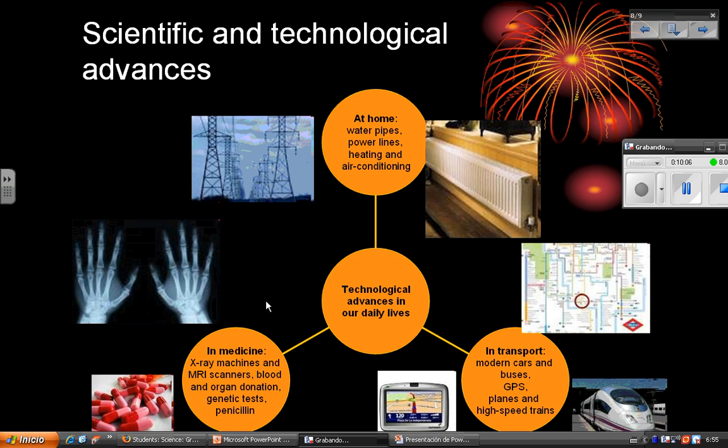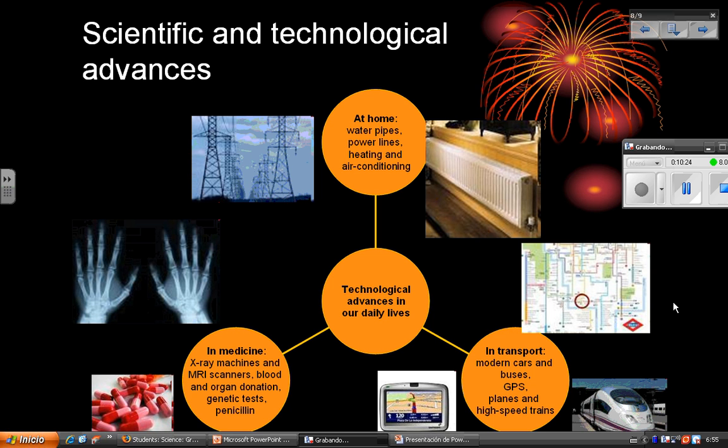We also talked about advances in medicine. X-ray machines and MRI scanners, blood and organ donation, genetic tests, and certain medicines like penicillin are all advances in medicine that have improved our lives.